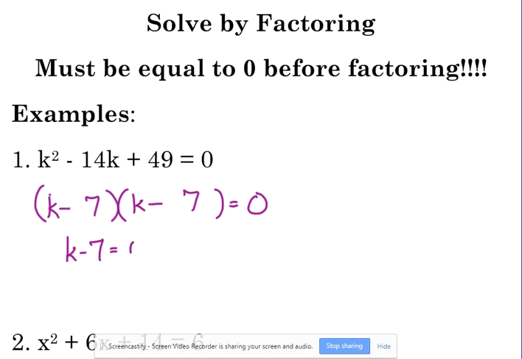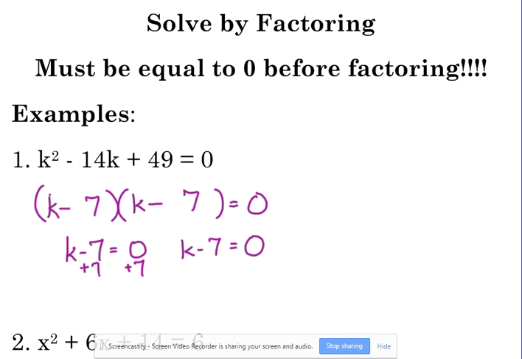So we're going to set both of these equal to 0. We're going to set both of these equal to 0, and I know they're the same thing. Okay, I realize that, but I'm just trying to prove a point. And we're going to solve them for the variable.